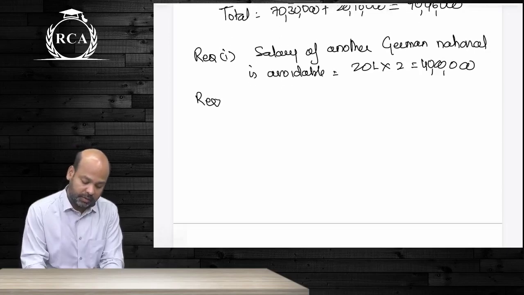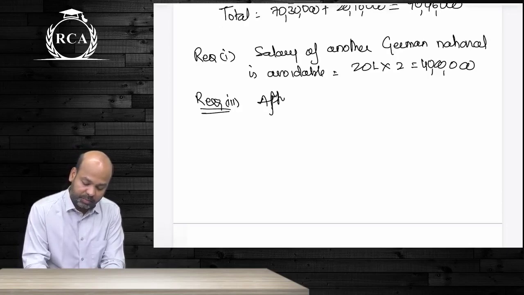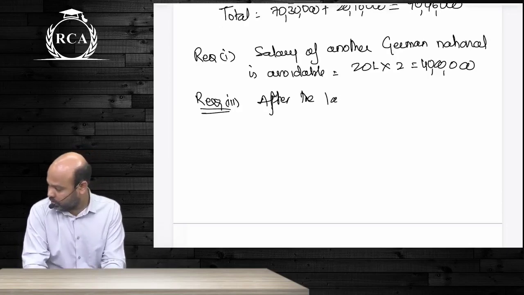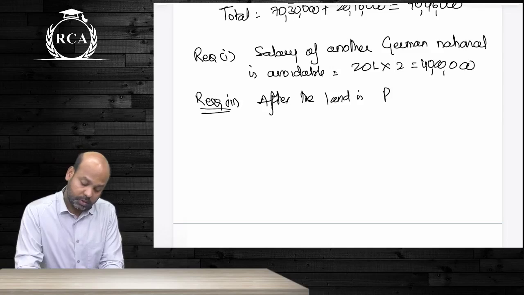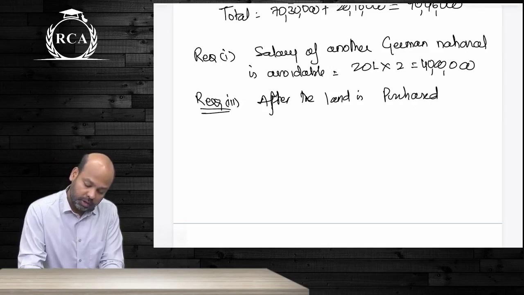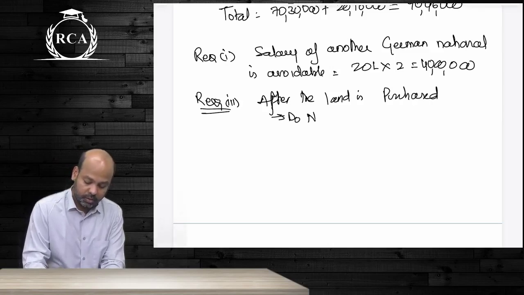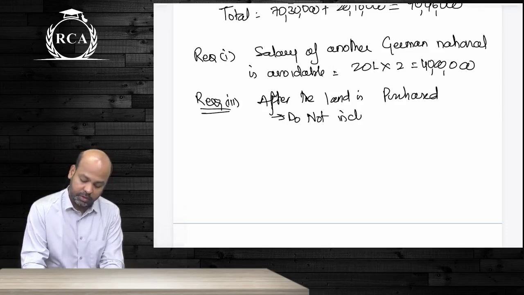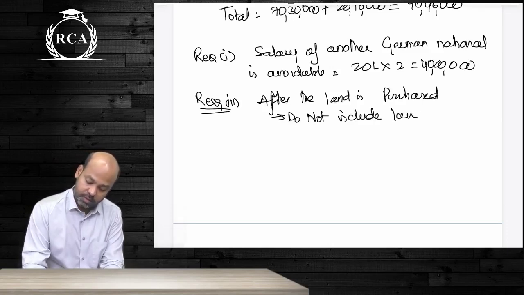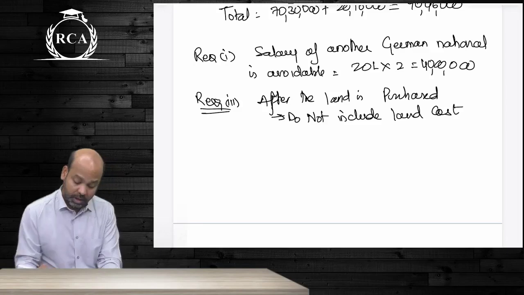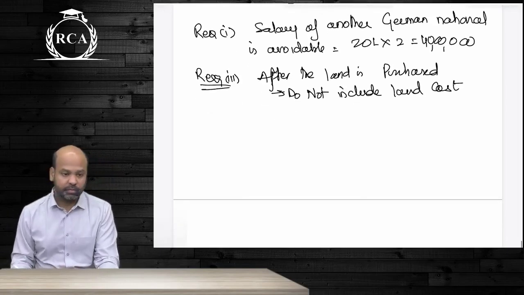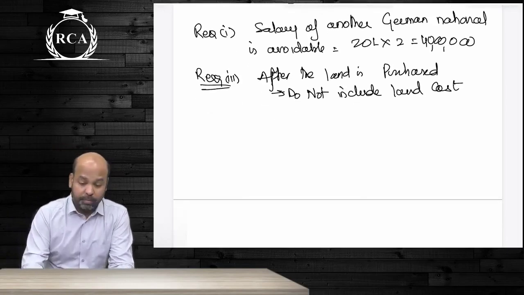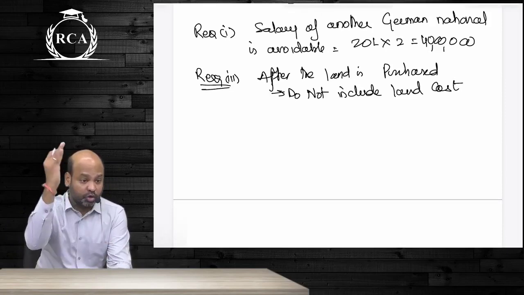Requirement 3, guys. After the land is purchased. मतलब क्या? Do not include land cost. अब let's go in the order, guys. पिछले पेज में जाओ, एक एक एक्सपेंडिचर बोलो. शुरू करो सैलरीज के साथ.